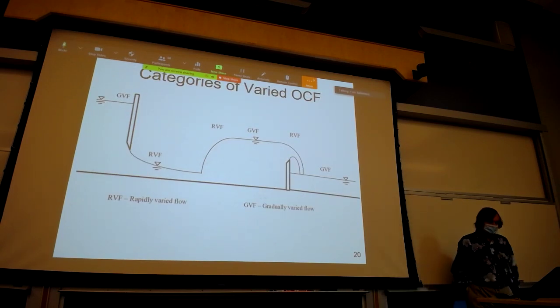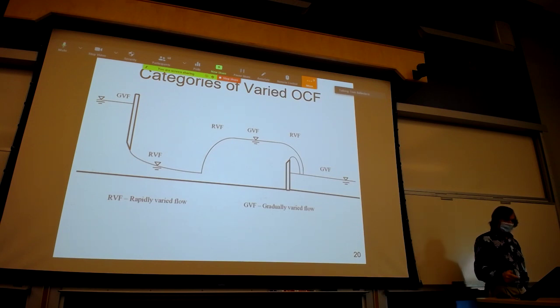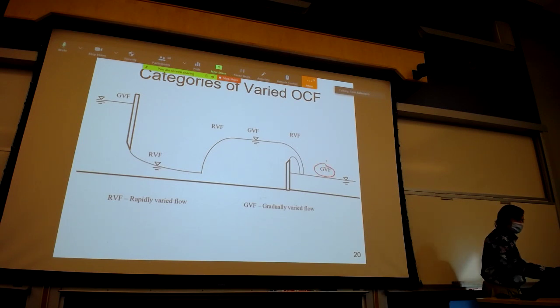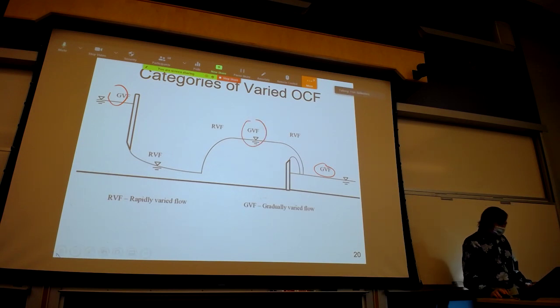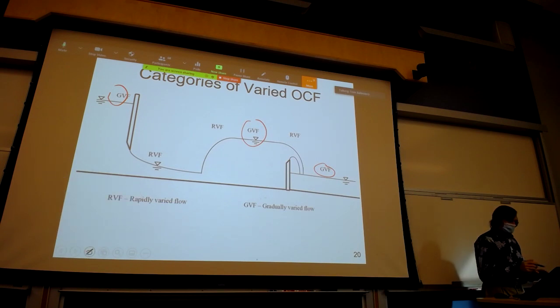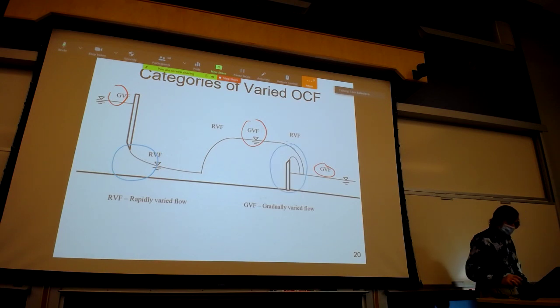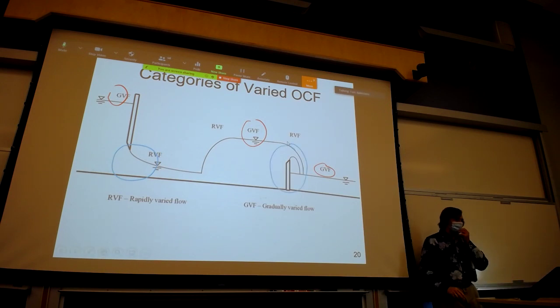So this figure is, again, from your handout. And there are different categories of uniform or varied flow. Where the change in the velocity and the depth is very slow, we call that gradually varied flow. And where we have dramatic changes in the velocity in a very, very short distance, or a dramatic change in the depth of flow in a very, very short distance, we call that rapidly varying flow.